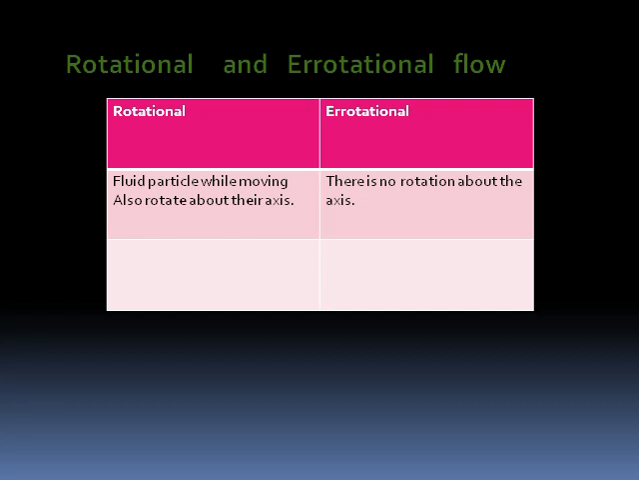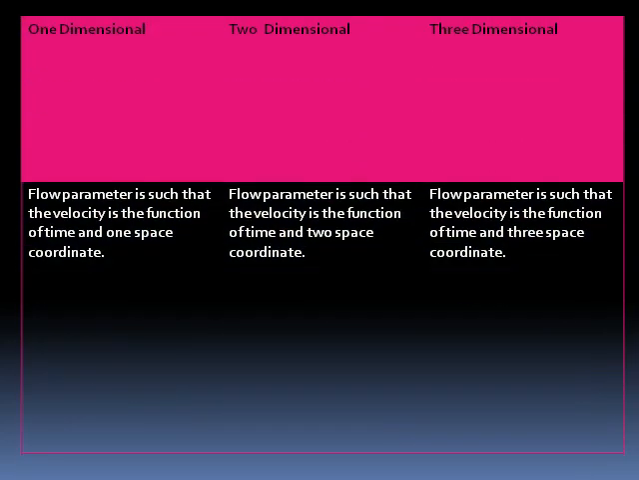Rotational flow is that flow in which fluid particles, while moving, also rotate about their axis, and if they don't rotate, then it is called irrotational. Now we will talk about dimensional flow, that is one dimensional, two dimensional and three dimensional. What do the dimensions mean?